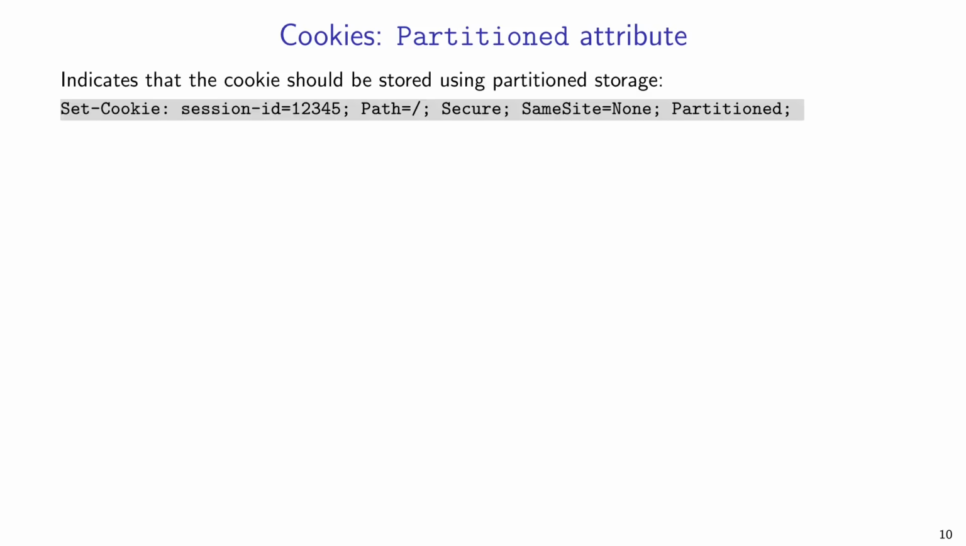Now, the cookies Partitioned attribute provides an alternative to SameSite cookies. Here the idea is that instead of omitting cookies from cross-site contexts, the cookies are partitioned or isolated based on the top-level site that performs the cross-site request. Here's how it works. We can specify the Partitioned attribute, which will instruct the browser that the cookie should be stored using partitioned storage.